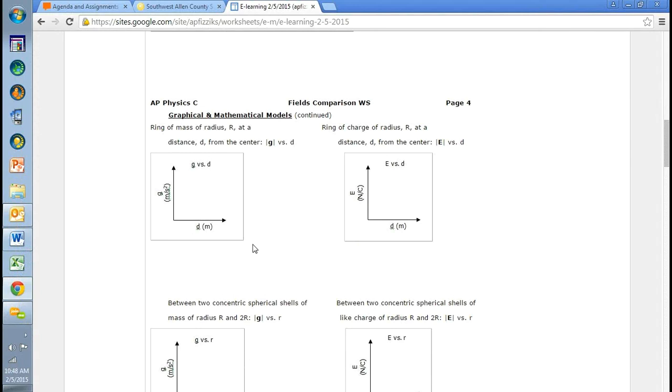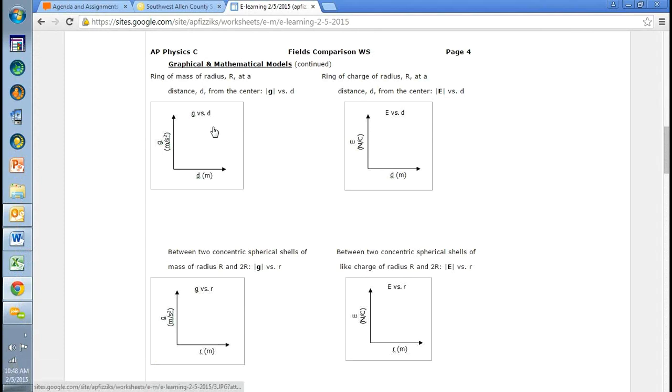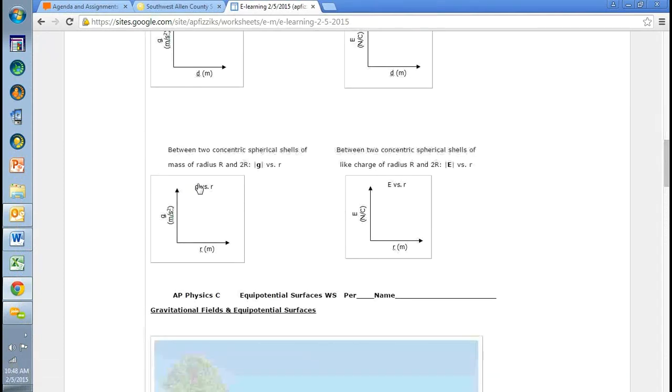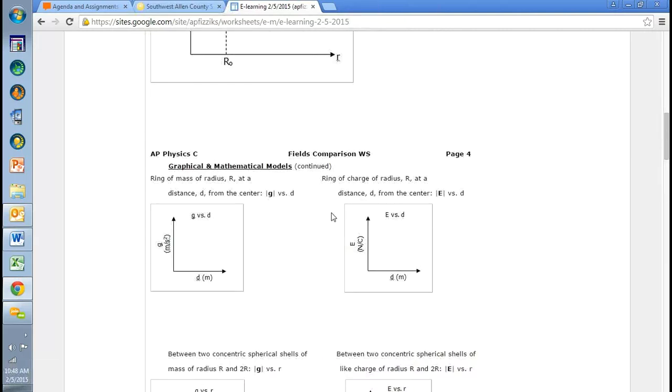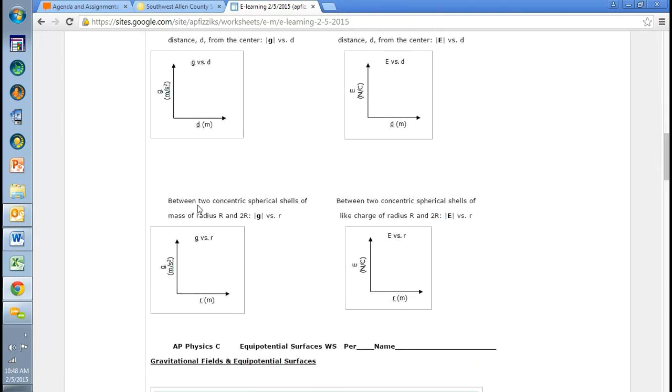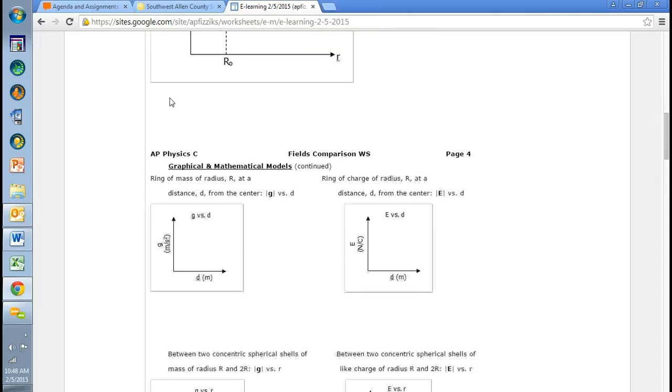Okay, so I'm going to skip this one here, the one that's a ring, and I'm going to jump down to this one. By the way, if you're wondering what worksheet this is, it's the field comparison worksheet, page 4. So I'm going to jump down to the one that's between two concentric spheres of mass, and actually it's not necessarily between two concentric spheres. I just need to open this in the Twiddla site. Sorry about that. Give me a second.